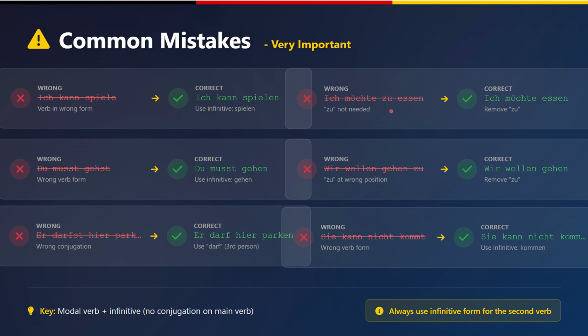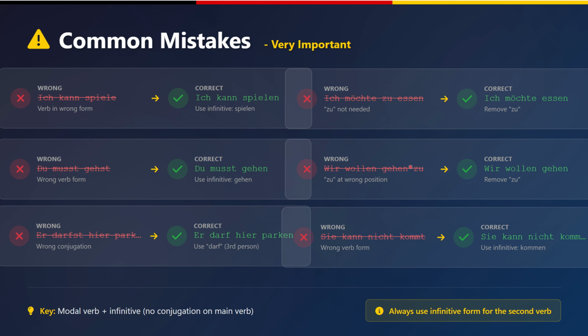Ich möchte zu essen is wrong because zu is not needed with modal verbs. The correct sentence would be Ich möchte essen. Du musst gehst is wrong because the verb is in the wrong form. The correct sentence would be Du musst gehen.